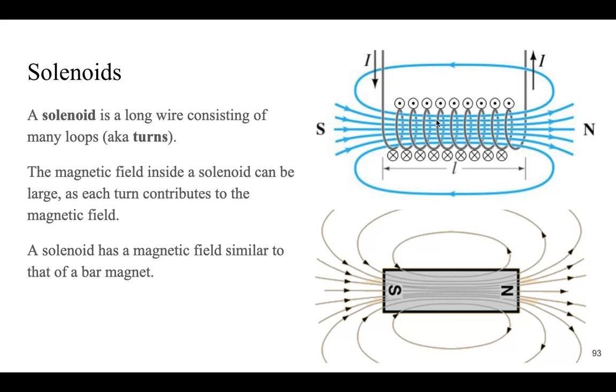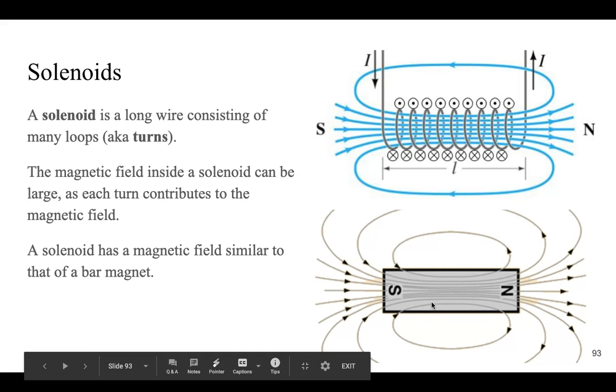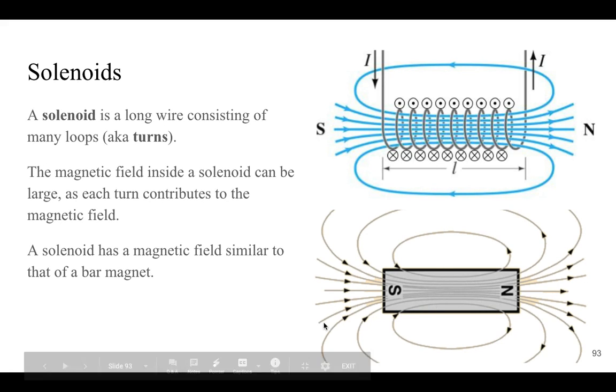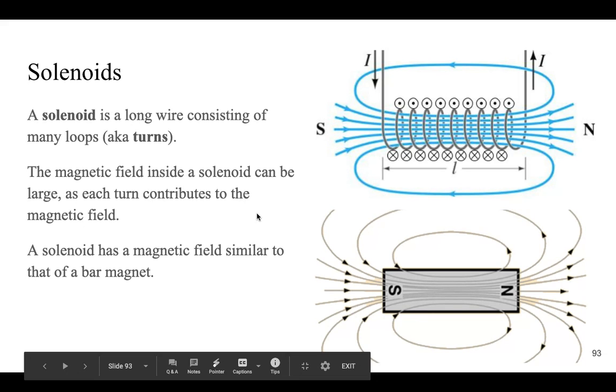So notice if you were to compare the magnetic field created by the solenoid to the magnetic field of just a bar magnet, it's going to look really similar. The solenoid basically acts just like a bar magnet.